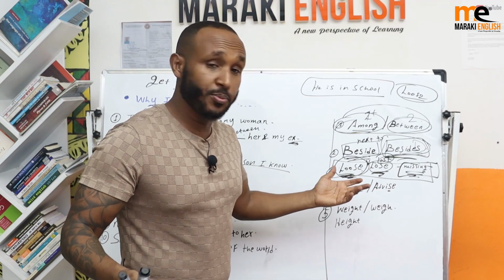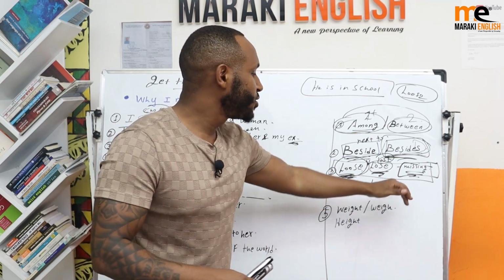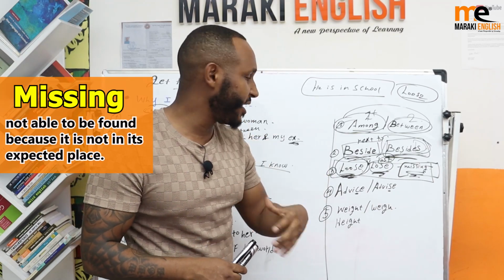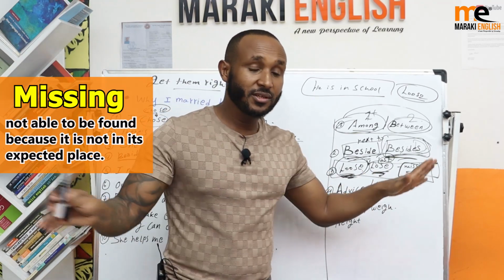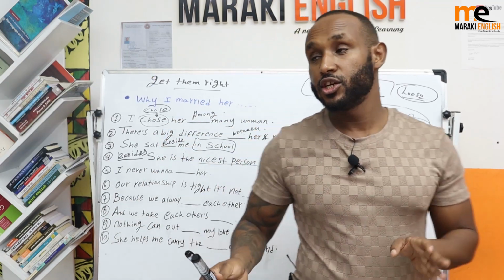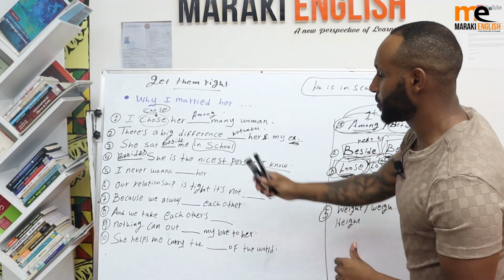You don't know where you put it. You misplace it. So when you say it's missing, it means you're hoping that you'll find it again. But if you say, I lost it, it's gone, you don't think you're going to find it again. So, missing and lose. Now, let's see our sentence.